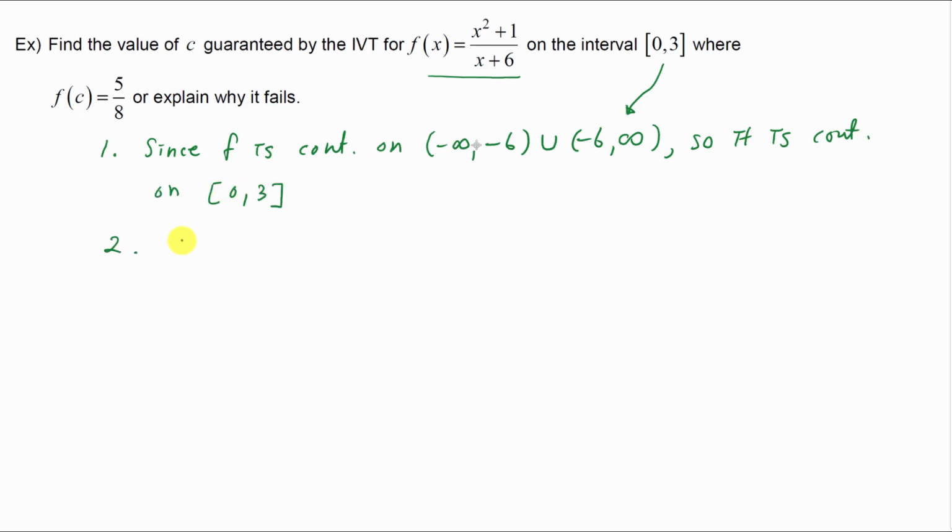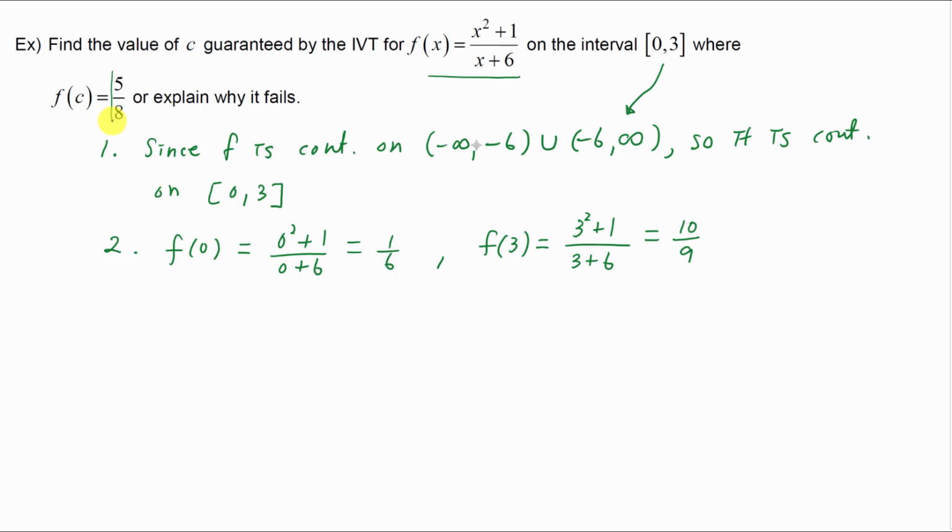Number 2, what's f of 0? F of 0 is 0 squared plus 1 over 0 plus 6, which is equal to 1 over 6. And what's f of 3? F of 3 is 3 squared plus 1 over 3 plus 6, which is equal to 10 over 9. And then here is the k. We need to prove that there's a c such that f of c equals 5 over 8. So this is the k that they're talking about in the IVT theorem. So is 5 over 8 between 1 over 6 and 10 over 9?